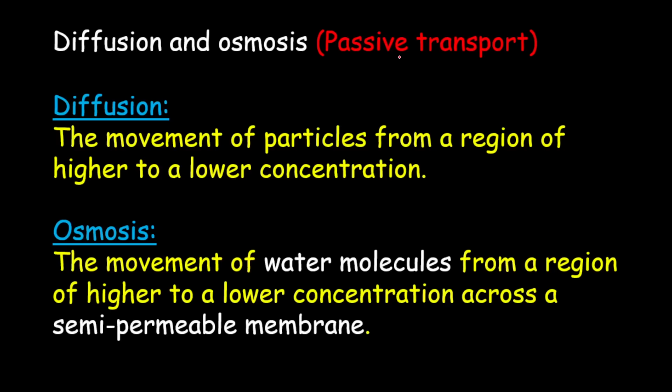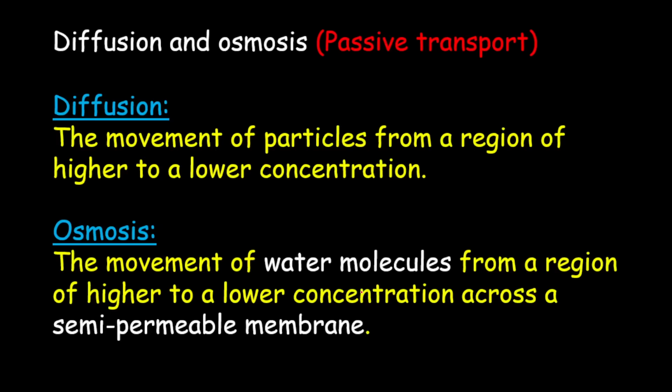What is also important is that they move along a concentration gradient, which means things are moving from a higher concentration to a lower concentration. Diffusion, for example, is the movement of particles from a region of higher concentration to a lower concentration until the particles are evenly distributed. Very important. The difference with osmosis is that it is the movement of water molecules, from a higher concentration to a lower concentration across a semi-permeable membrane. Again, both diffusion and osmosis require movement from a higher concentration to a lower concentration.